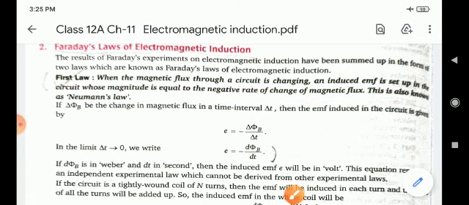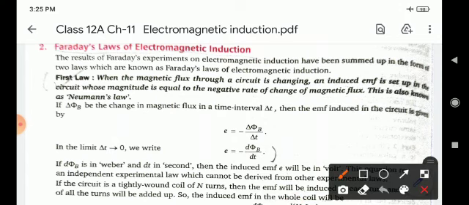First law. Children, if delta phi be the change in magnetic flux in a time interval delta t, then the EMF induced in the circuit is given by e equal to minus delta phi B upon delta t. Or another definition of EMF: the rate of change of flux is called the EMF. This is the formula of EMF, e equal to minus delta phi B upon delta t.